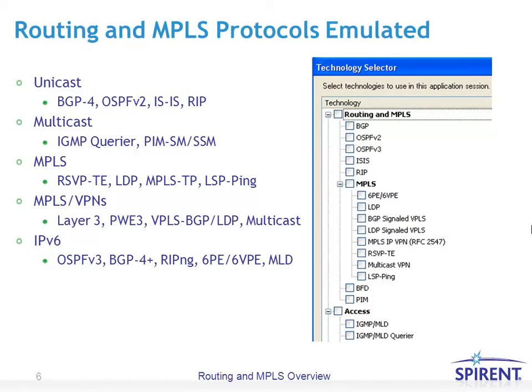This slide depicts, using the technology selector, the various routing and MPLS protocols emulated by Spirent Test Center. Essentially, Spirent Test Center emulates all the standard routing protocols for unicast, multicast, and MPLS emulation, as well as complex scenarios of multiprotocol emulation for MPLS virtual private networks, both layer 2 and layer 3, and as I mentioned before, IPv6 simulation for various protocols as well.